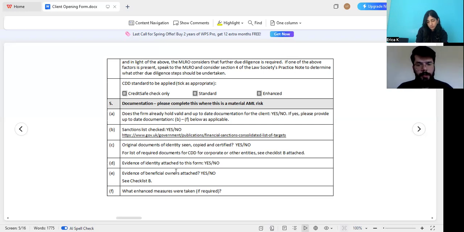What enhanced measures were taken? If any, then you need to list down any enhanced due diligence that you've done, anything that you've reported, any outcomes you have come across, any questions that you've put to the client regarding their matter or identity or anything else, you need to put it there.